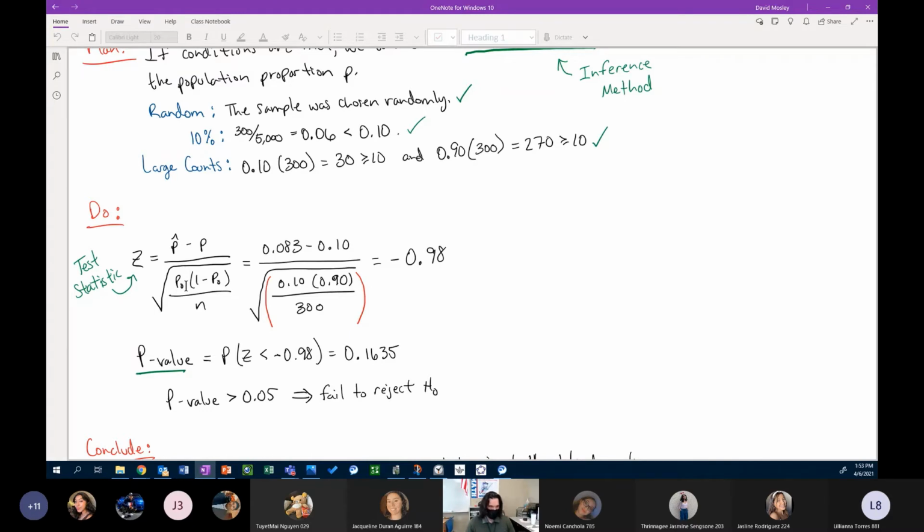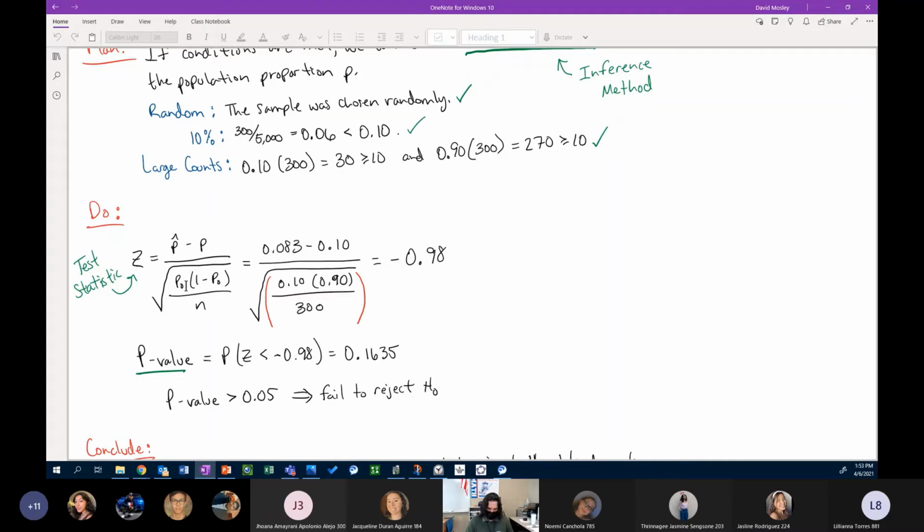So you can add parentheses for emphasis if you like. If you're putting this in your calculator, you should put parentheses around that division to make sure your calculator knows you're taking the square root of this whole thing. Otherwise, you'll get an answer, but it'll just be the wrong value. All right, so then we end up with negative 0.98. This is essentially the z-score that we're now going to find on table A.